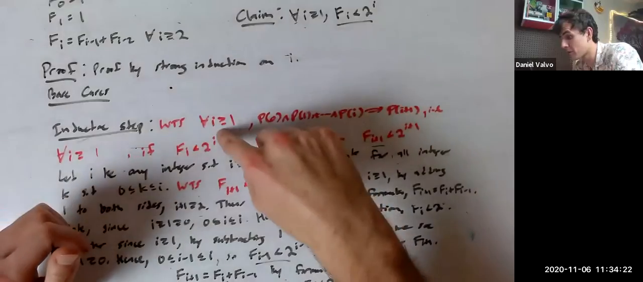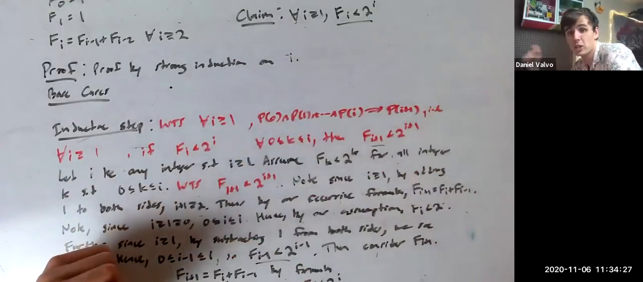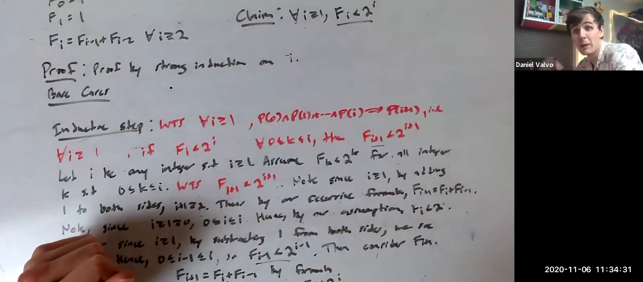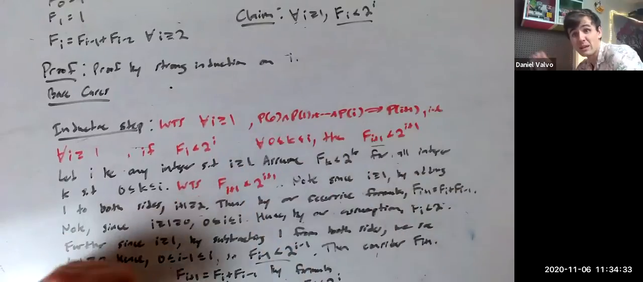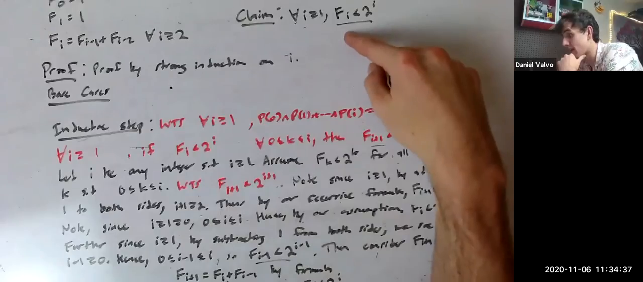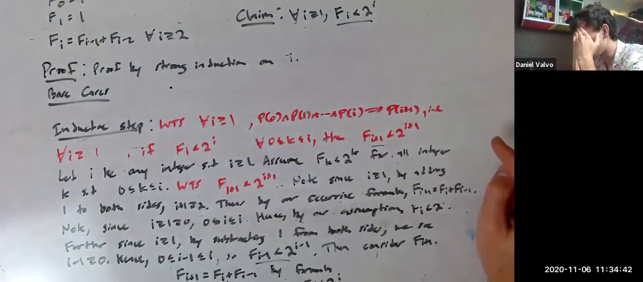So if we're trying to prove this for all I bigger than or equal to 1, that means F2, right? For all I bigger than or equal to 1, we're trying to prove Fi plus 1. So 1 plus 1 is 2. That means F2 was the first one that we're proving with our inductive step. We should have F2 is less than 2 squared. And so if we go through our argument, we're saying, oh okay, this is all true.